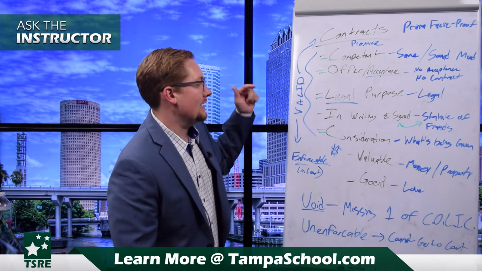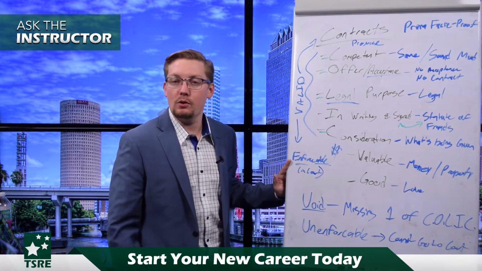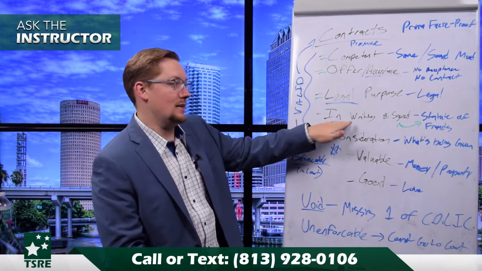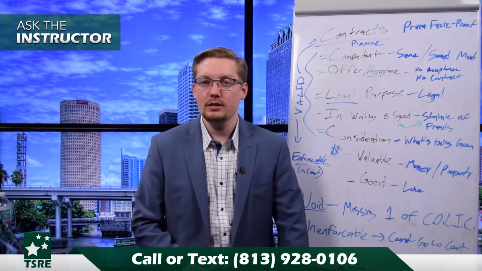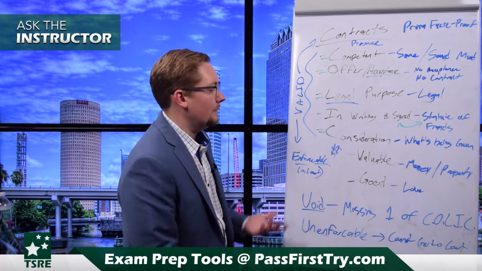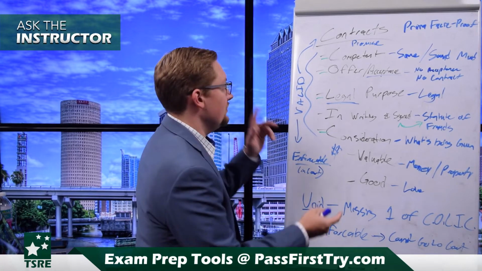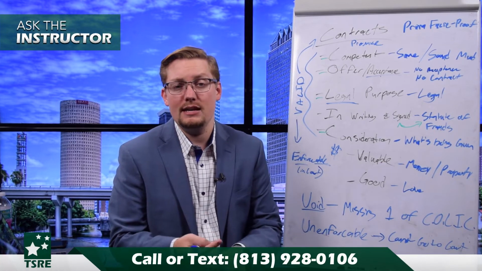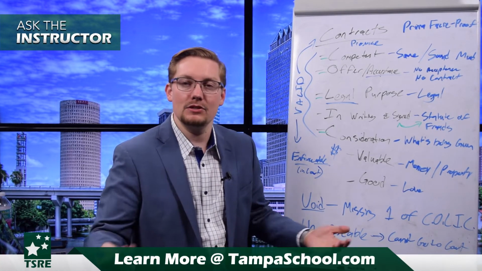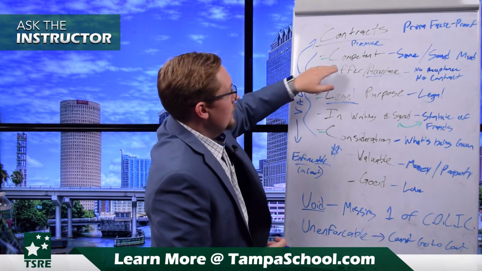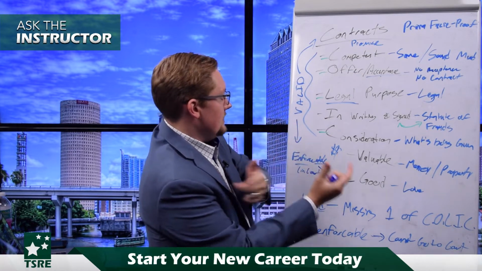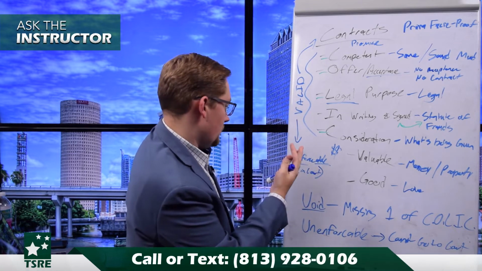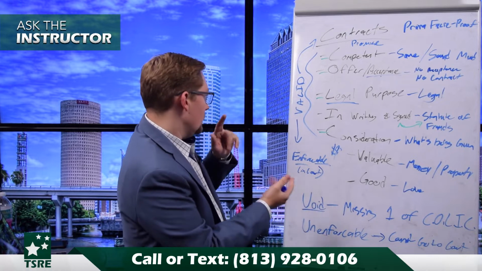Now, whether or not that contract is valid and enforceable in court is going to depend on if we have these 5 elements, or only 4 elements if it's not required to be in writing and signed due to the statute of frauds. On this whole board we've got contracts, prima facie evidence, which is some evidence that proves what we're saying is true. Basically, if you have something in writing, you have prima facie evidence. Competent parties, offer and acceptance, legal purpose, in writing and signed, consideration, valuable consideration, good consideration, void, unenforceable, valid, enforceable.